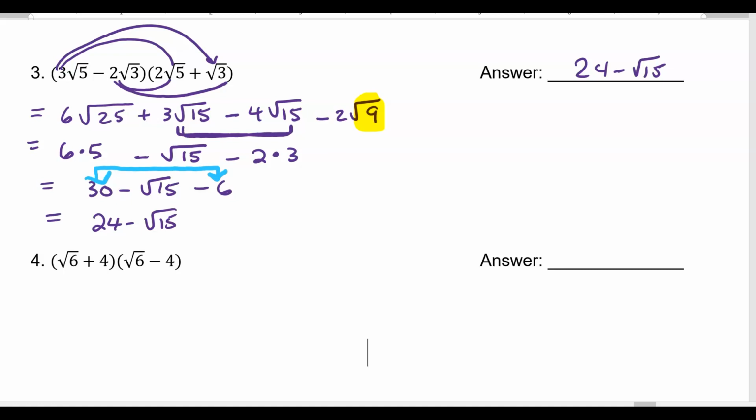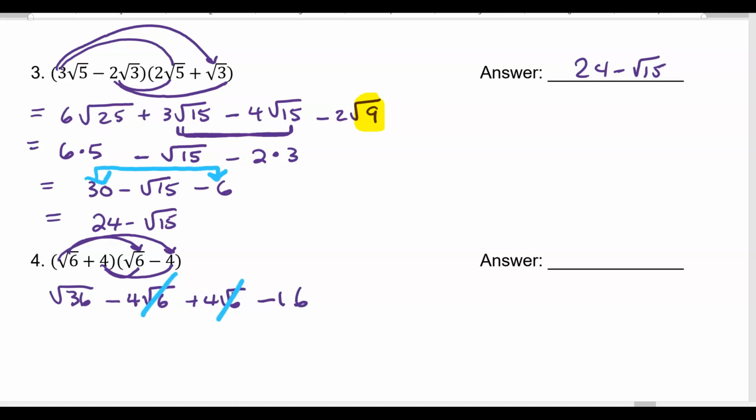Next, we have square root of 6 plus 4 times the square root of 6 minus 4. Notice that looks sort of like difference of squares, right? So the square root of 6 times 6 is the square root of 36. Square root of 6 times negative 4. Again, notice that the 4 doesn't have a radical on it, so it goes to the left of the radical. Then inner, we have 4 radical 6. And then 4 times negative 4 is negative 16. Alright, so the middles cancel out. And square root of 36 is 6 minus 16, which equals negative 10.